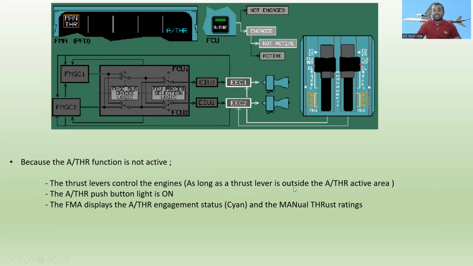As long as a thrust lever is outside the autothrust active area, the autothrust push button light is on. The flight mode annunciator displays the autothrust engagement status in cyan, and the manual thrust rating. Remember cyan. All right.